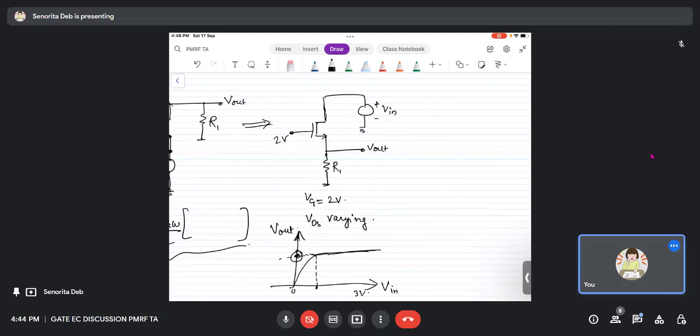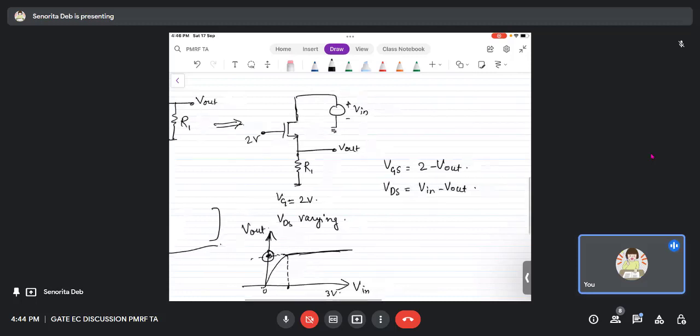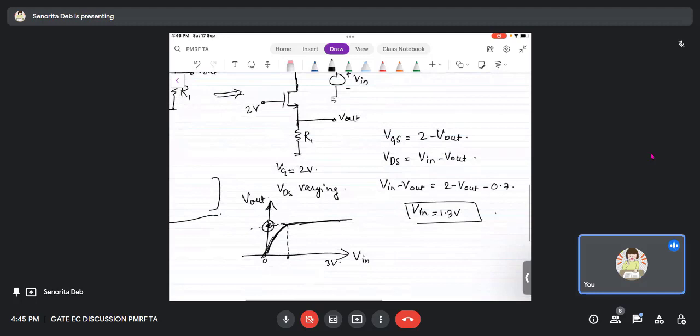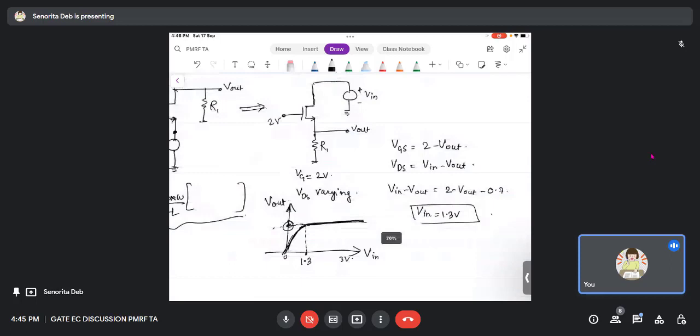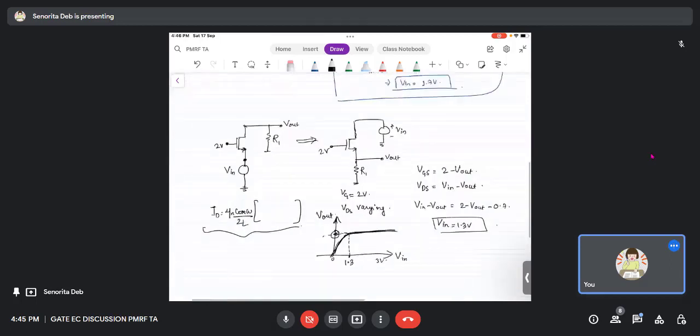Okay, so here you will see VGS is nothing but 2 minus V out, right? And VDS is V in minus V out. So if you use the saturation region condition, it will be V in minus V out equals 2 minus V out minus VTH, which is 0.7, and from here you will see V in comes as 1.3 volts. That means after V in is 1.3 volts, the current will get constant and so will V out. So this is 1.3. Okay. Is this question clear?